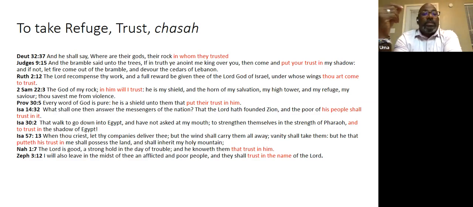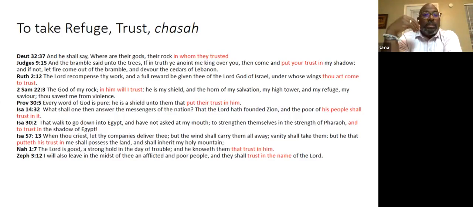The God of my rock, in 2 Samuel, in him will I trust. He's my shield, the horn of my salvation, my high tower. Again, it is giving us a view of a protection that is provided. And hence you do go trust God. In Proverbs, every word of God is pure. He is a shield unto them that put their trust in him.